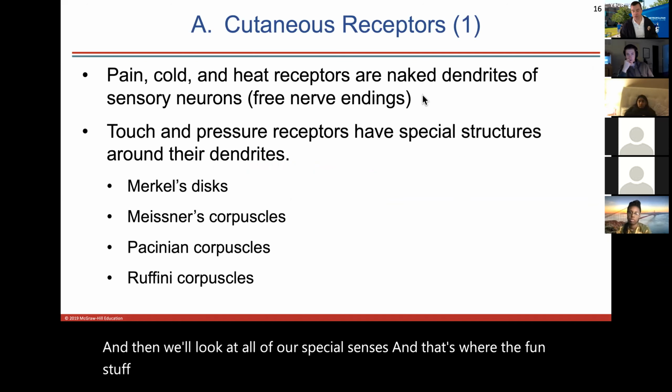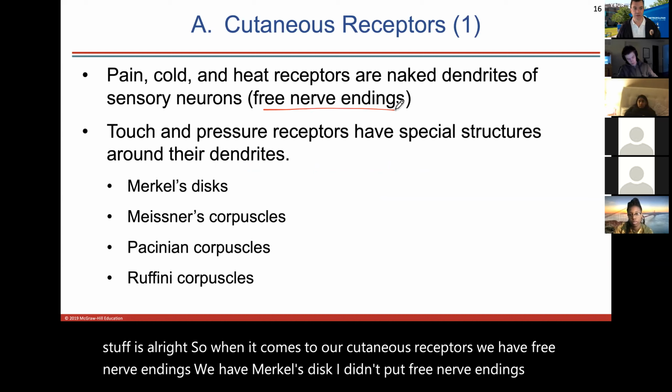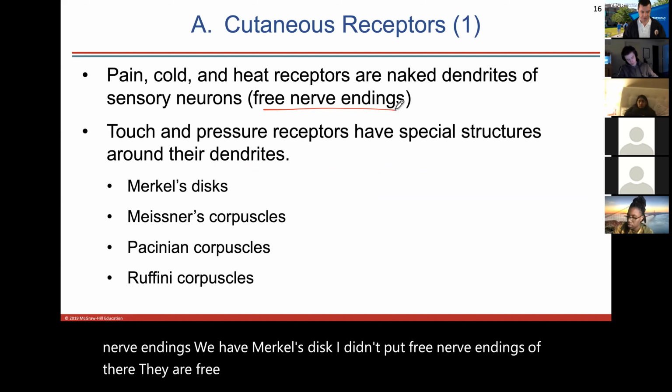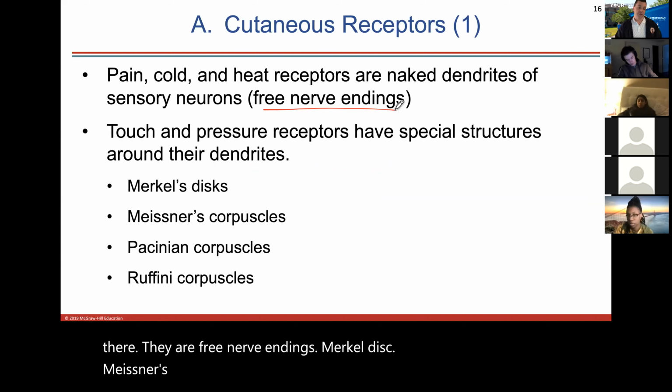All right. So when it comes to our cutaneous receptors, we have free nerve endings, Merkel's disc, Meissner's corpuscles, Ruffini corpuscles, and Pacinian corpuscles.